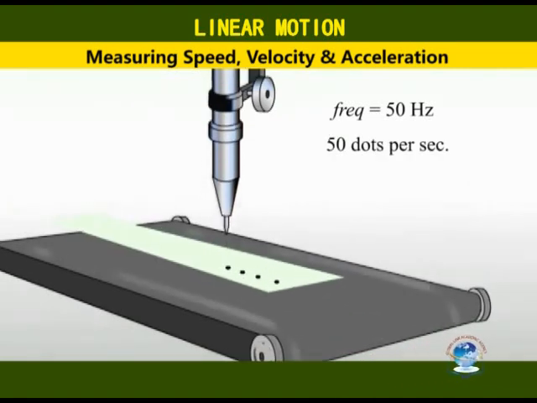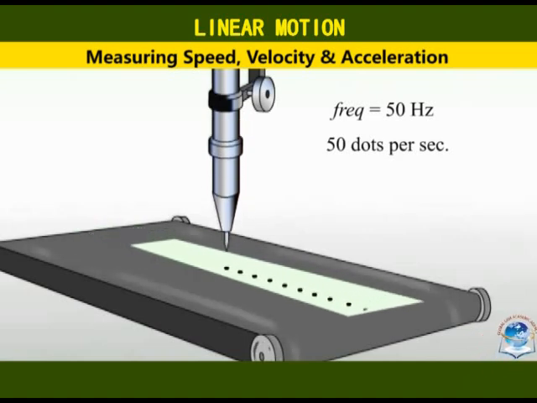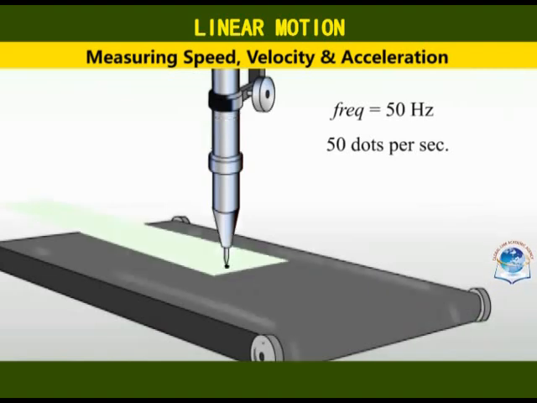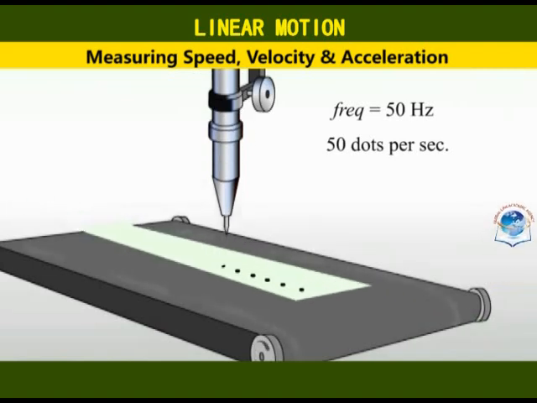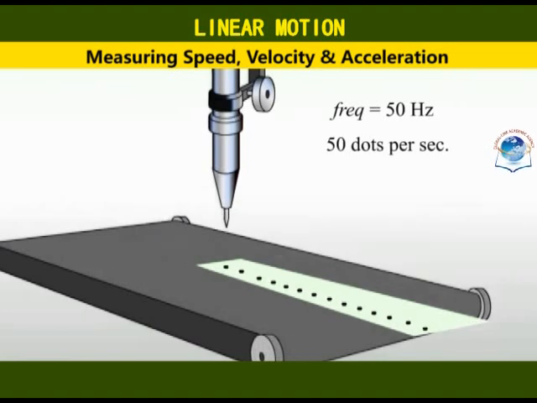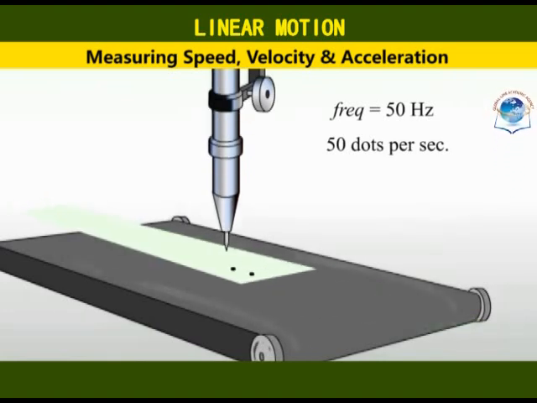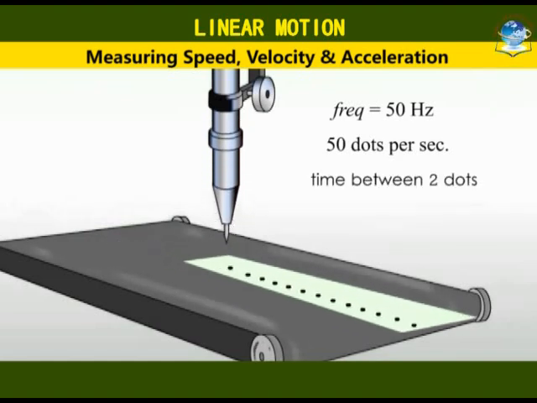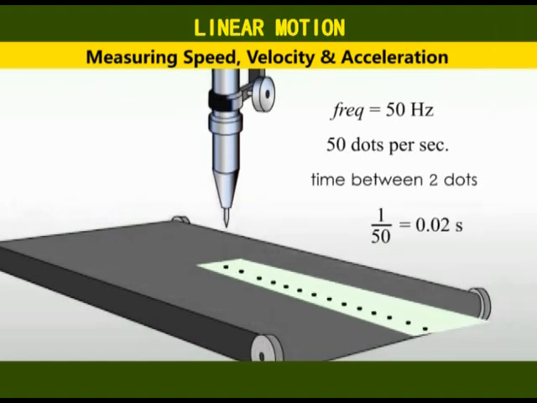So if the paper is moving, the dots are spread along the paper. We can therefore work out the velocity by measuring how far the tape has been pulled through, and we can find the time from counting the dots on the tape. Because the frequency is 50 Hz, it means the time between two dots is 1/50, which is equal to 0.02 seconds.